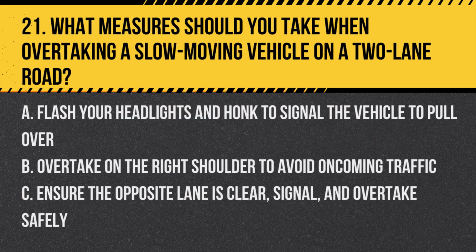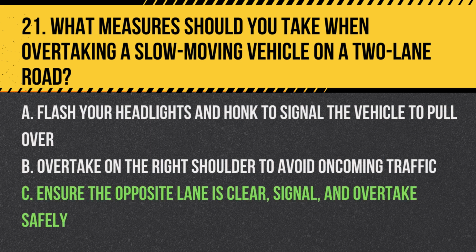Question 21. What measures should you take when overtaking a slow-moving vehicle on a 2-lane road? A. Flash your headlights and honk to signal the vehicle to pull over. B. Overtake on the right shoulder to avoid oncoming traffic. C. Ensure the opposite lane is clear, signal, and overtake safely.